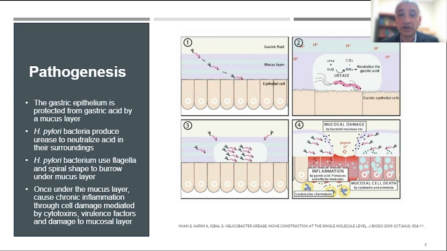So the bacteria thrive in that environment, and through the action of cytotoxins and through the action of virulence factors, they result in cell damage or cell death, which in turn results in a state of chronic inflammation. And it is as a consequence of this chronic inflammation that the various disease states that are associated with H. pylori tend to emerge.